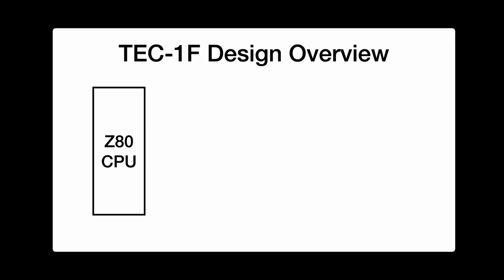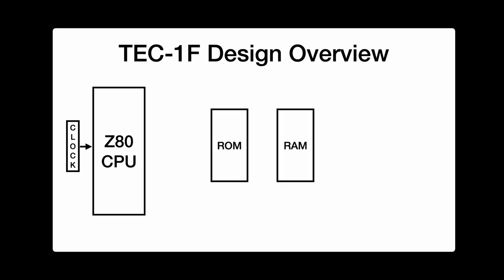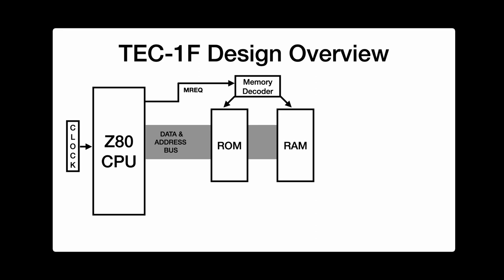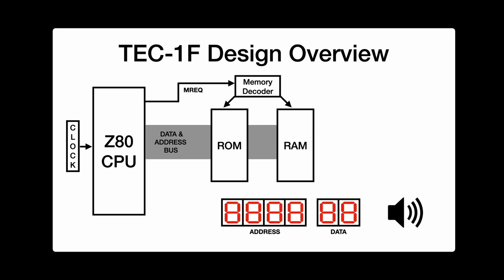Let's now look at the design of the TEC-1F, and it is a really simple design. Firstly, you have the Z80 chip, which has a clock which keeps it ticking. Then there are two memory chips, ROM and RAM. They are connected together to the data and address bus. How do we select the ROM and RAM? Only one can be used at one time. We have a memory decoder, which is triggered by the memory request line and also the high address bits of the CPU.